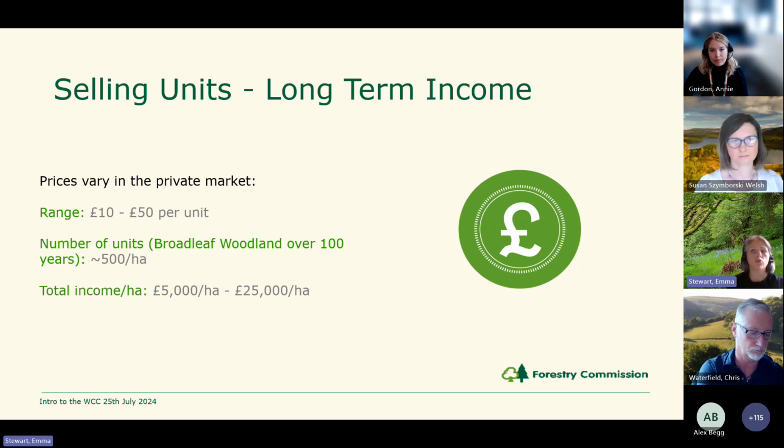So that's why we talk about it as a range. So a range of maybe 10 to 50 pounds per unit, and a typical broadleaf scheme in England might expect to sequester about 500 units per hectare over a 100-year period. And that gives you a potential income of between about £5,000 per hectare and £25,000 per hectare over 100 years.